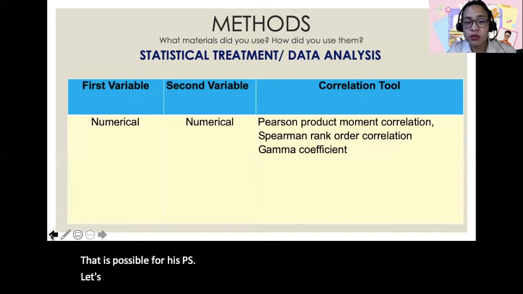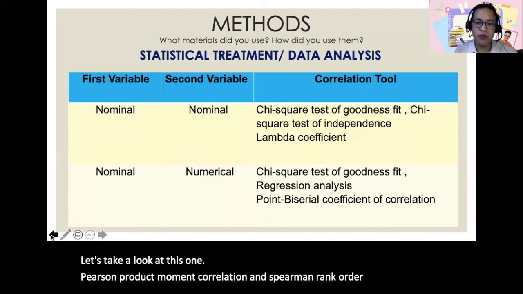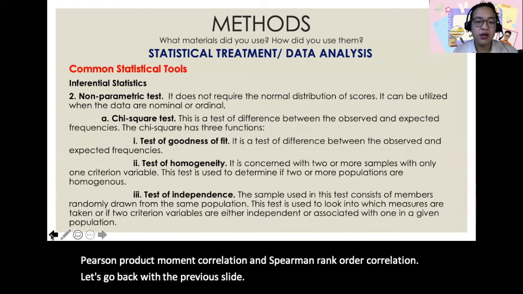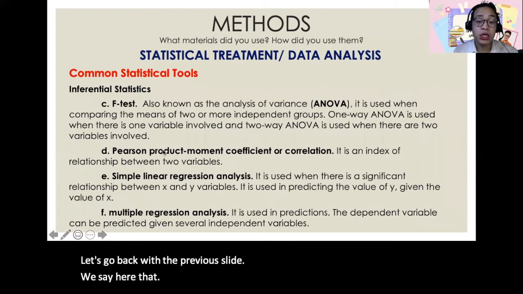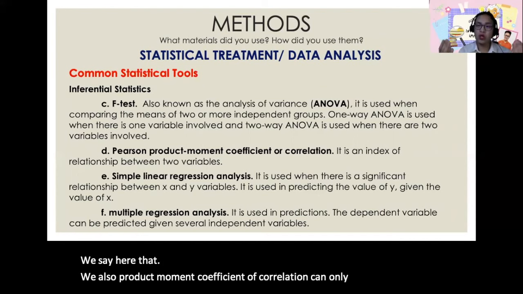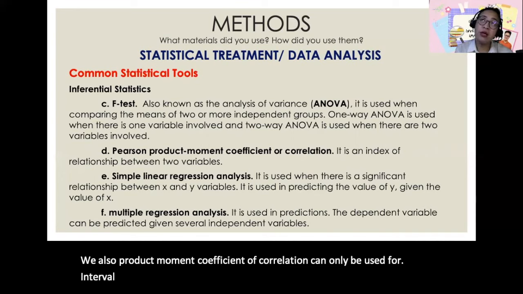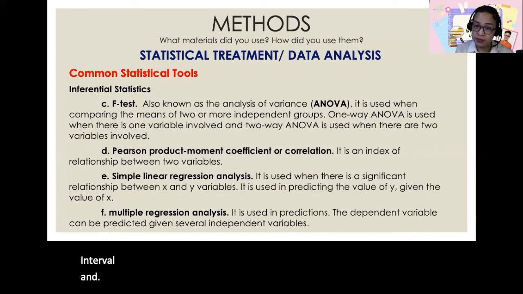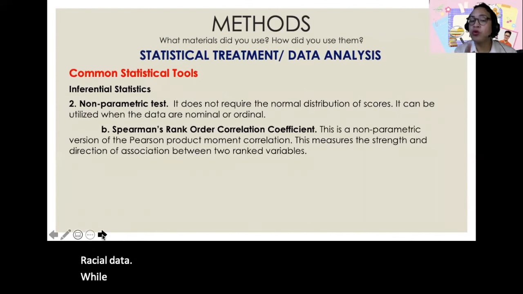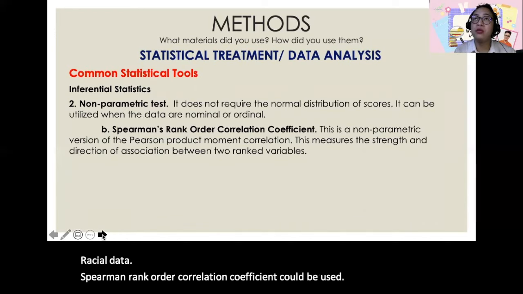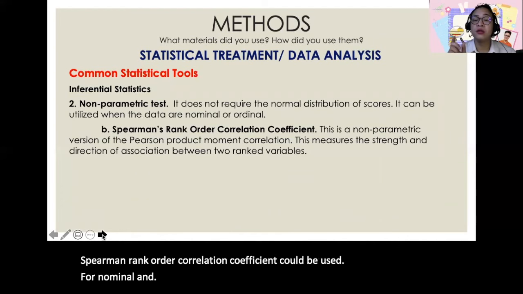Let's take a look at this one. Pearson product moment correlation and Spearman rank order correlation. Let's go back with the previous slide. We say here that Pearson product moment coefficient of correlation can only be used for interval and ratio data, while Spearman rank order correlation coefficient could be used for nominal and ordinal data.